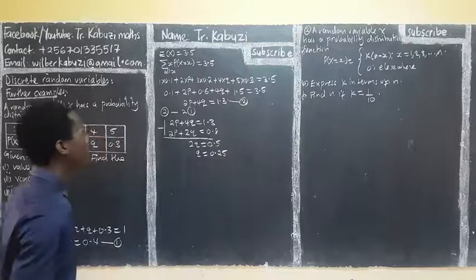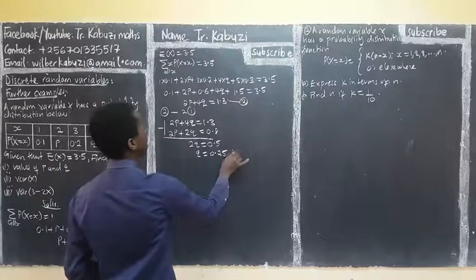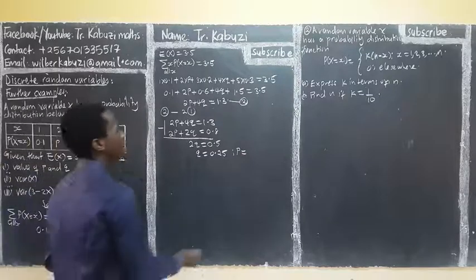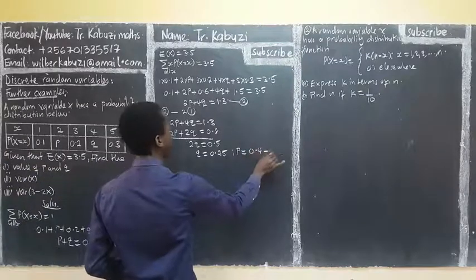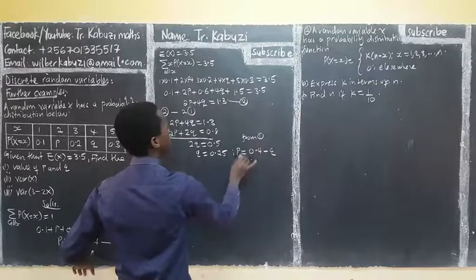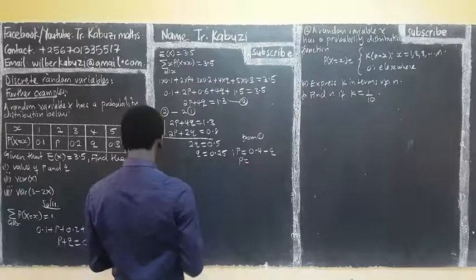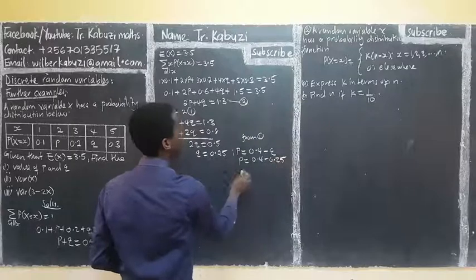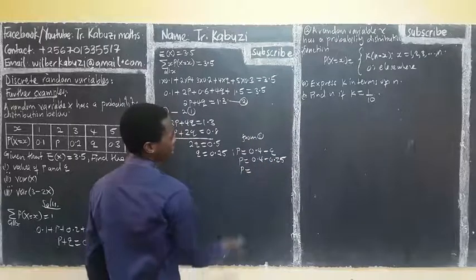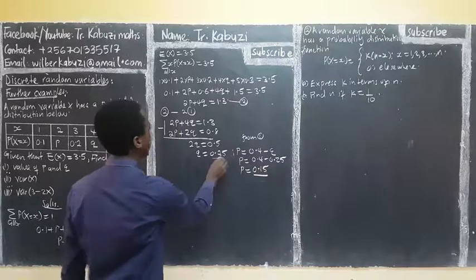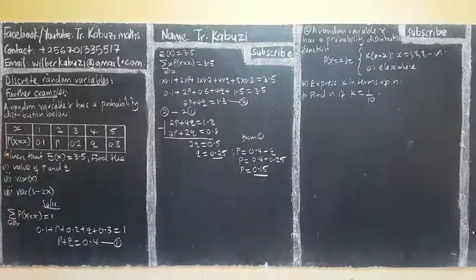So if I have my q there, it means that now I am able to get my p. From equation 1, my p will be 0.4 minus q. So my p will be 0.4 minus 0.25, and our p will be 0.15. So we have this, we also have this. After having that, now I have the values of p and q.